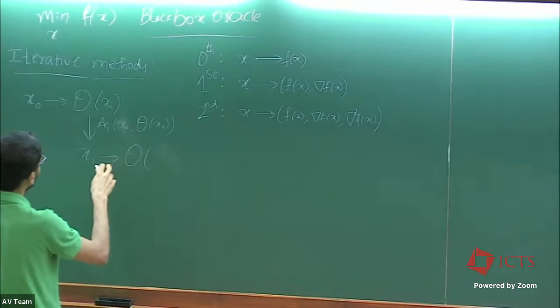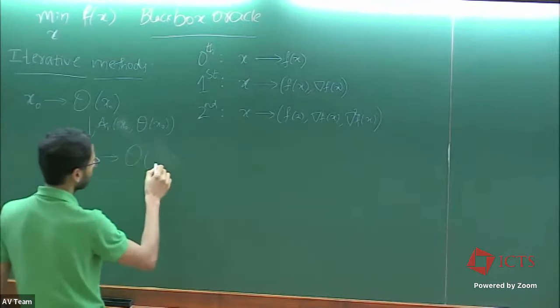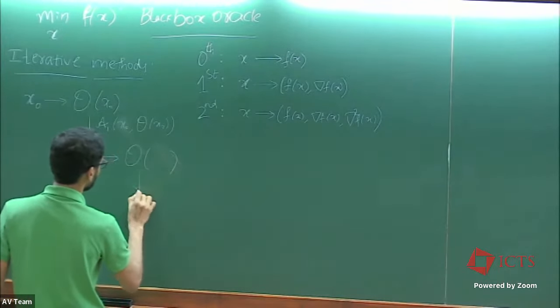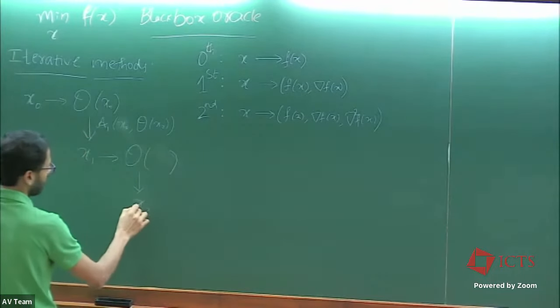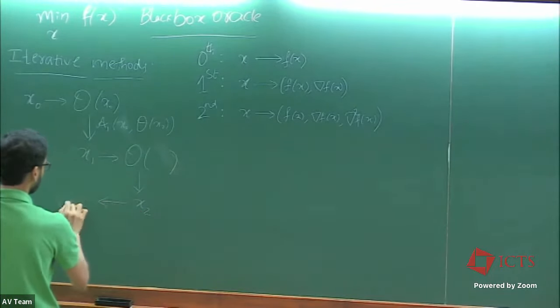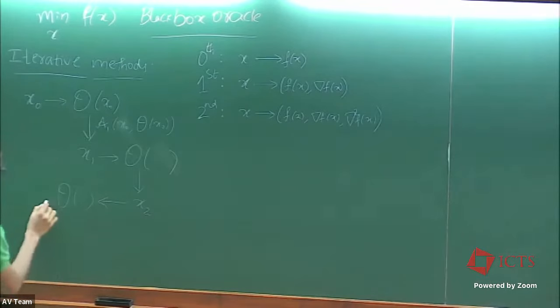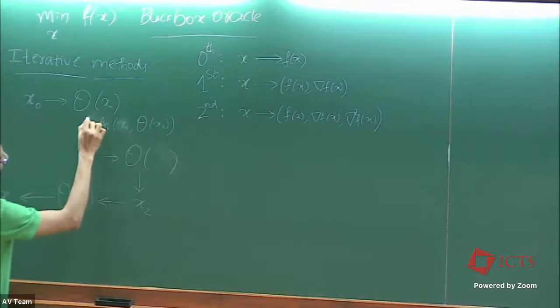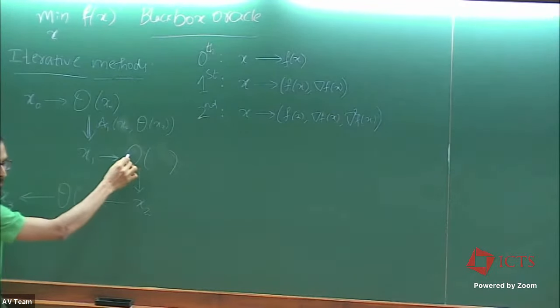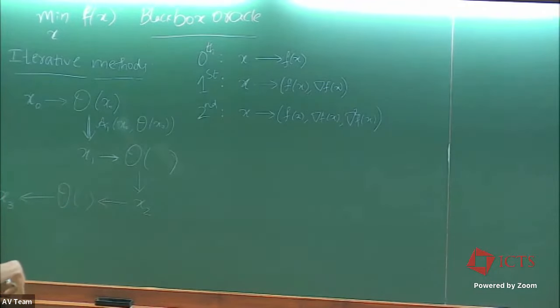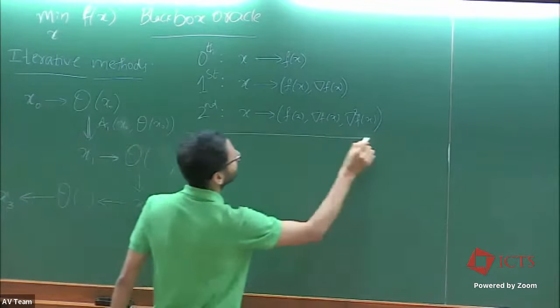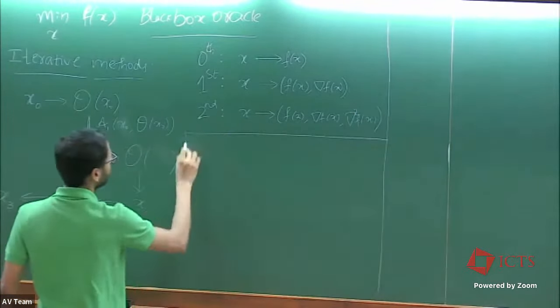Then again, the oracle can be queried at some combination of x0, x1, and whatever information it has previously, and this will give x2. Using this, we again query the oracle at some other point, either x0, x1, x2, or some combination of them, and then we get another estimate x3, and so on. So these are the algorithmic steps: where to query the oracle, and when I get the answer from the oracle, how do I update my estimate? These are the two components of the algorithm. If we look at some of the most popular algorithms, for example, if you think of gradient descent.